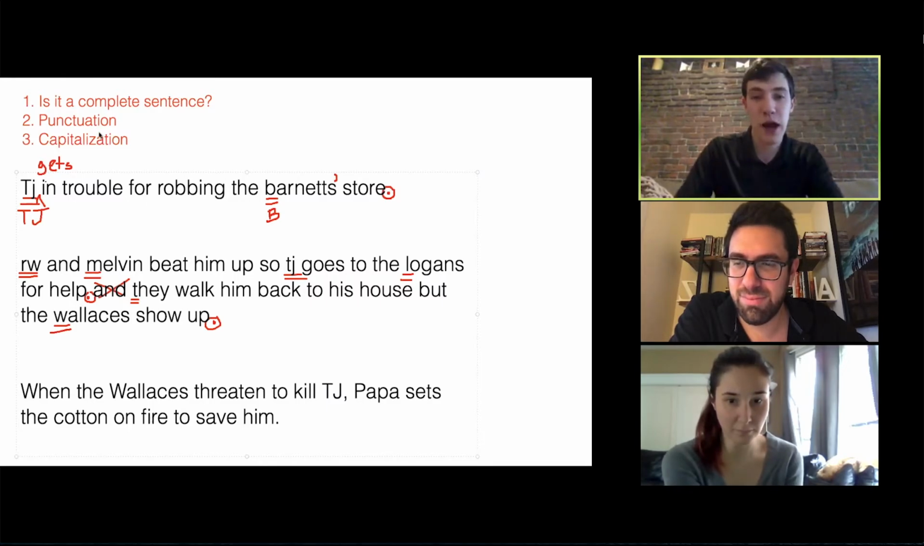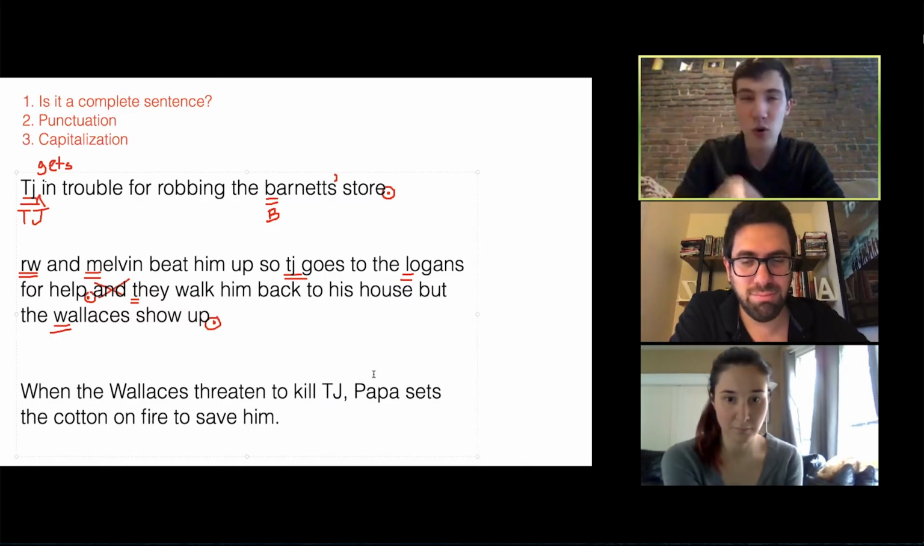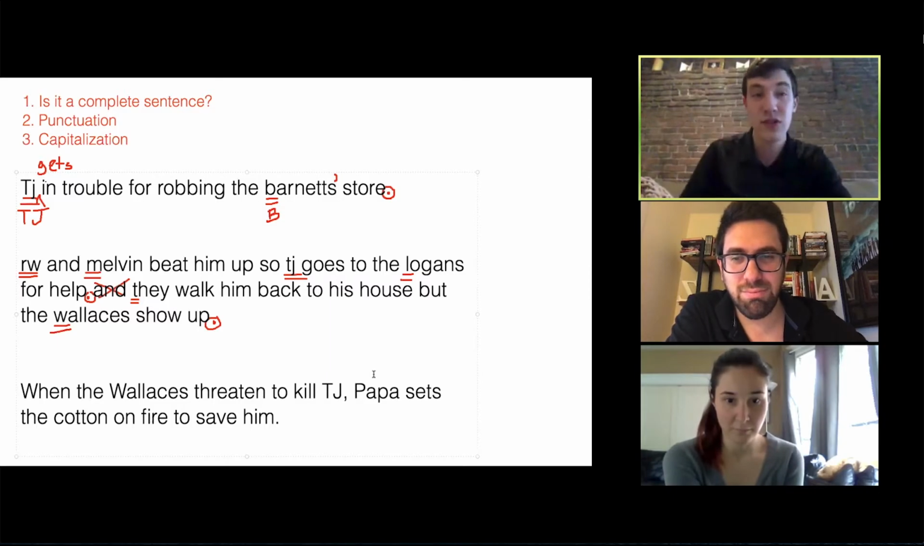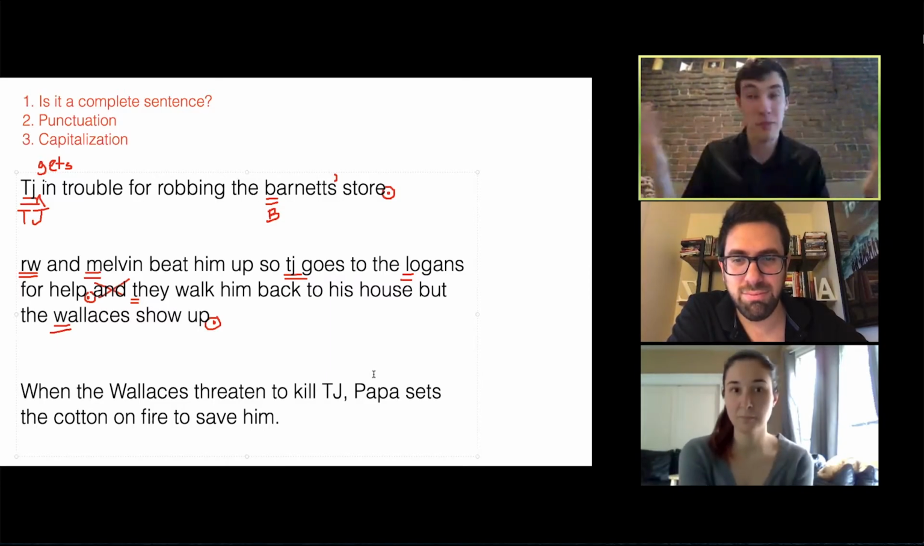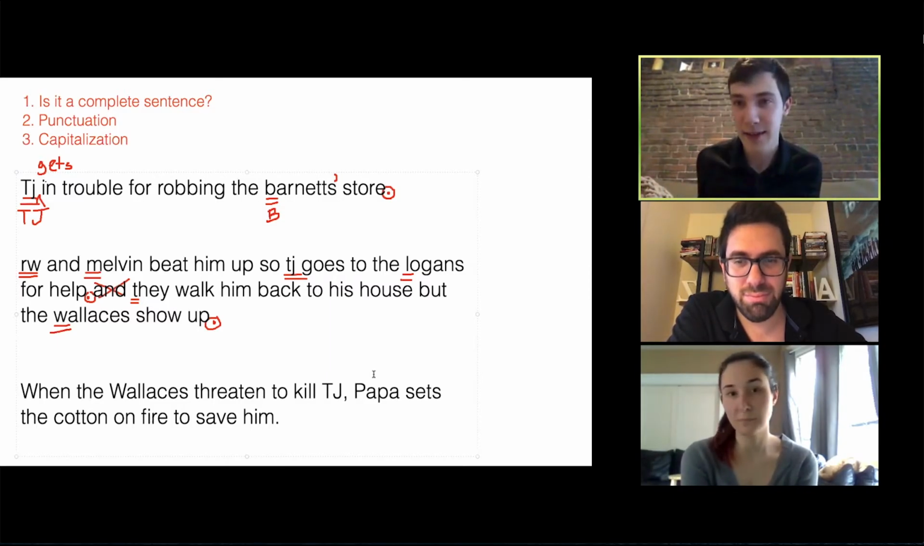Is it punctuated properly? Well, I see that there's a comma to separate this first clause from the second, and I see there's a period at the end. Looks good to me. Capitalization, the word at the start of the sentence is capitalized. My names, Wallaces, TJ, and Papa are all capitalized. Bingo, all 3 steps are taken care of in this sentence. So if you can go through your own rough draft and do this series of 3 steps with each sentence, by the end, you're going to have a perfectly edited essay.